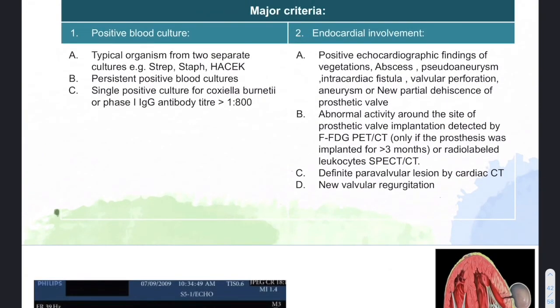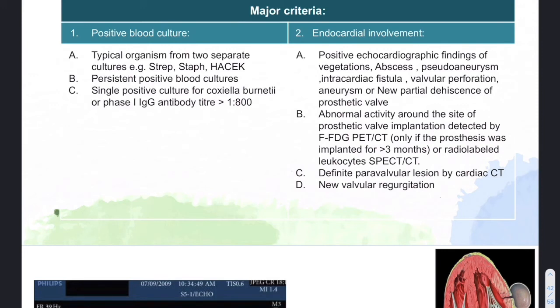Then we consider that there is endocardial involvement if there is abnormal activity around the site of prosthetic valve implantation detected by fluorodeoxyglucose PET/CT scan, if the valve was implanted for more than 3 months, or radiolabeled leukocyte SPECT/CT. The first CT is the PET/CT. It's a positron emission tomography CT. They use radioactive materials to evaluate organ and tissue function. It can identify a change at the cellular level.